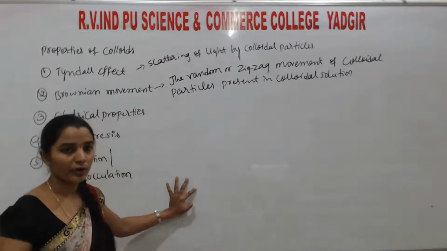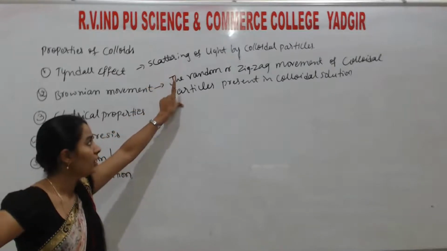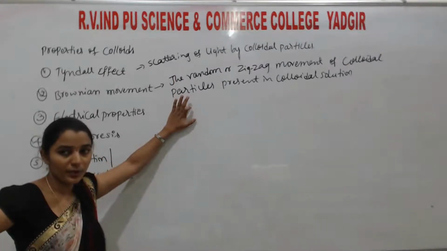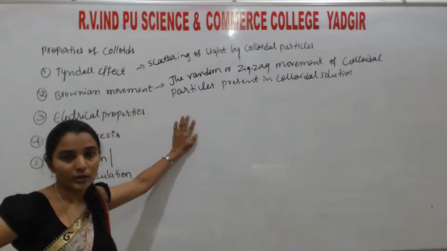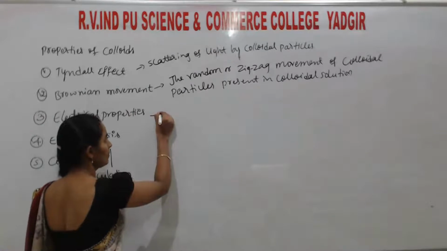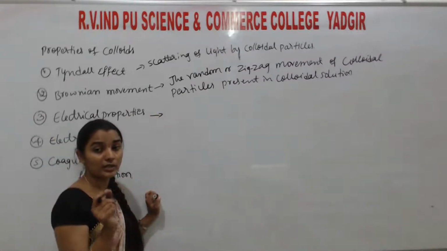Understand? Two properties I explained. One is scattering of light by colloidal particles, that is the Tyndall effect, and the random or zigzag movement of the colloidal particles, that is called Brownian movement. So the next one is electrical properties. So students, in the electrical properties, I will take an example. In the last class I explained peptization.